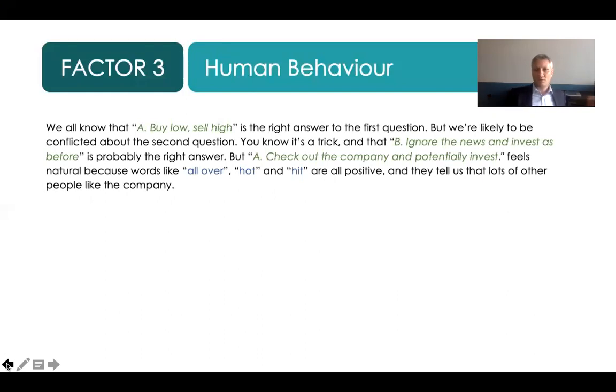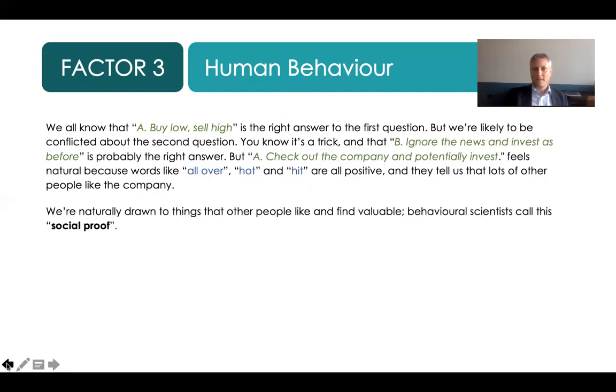If you go back to the first question, we know that buy low, sell high is the right answer. But if you look at the second question, you know it's a trick, right? Ignore the news, invest as before is probably the right answer. But you need to check out the company and potentially invest. It's words like hot, hit, can make a lot of money. And this is what behavioral scientists call the social proof. We are naturally drawn to people that are saying these things and you want to get involved with them.